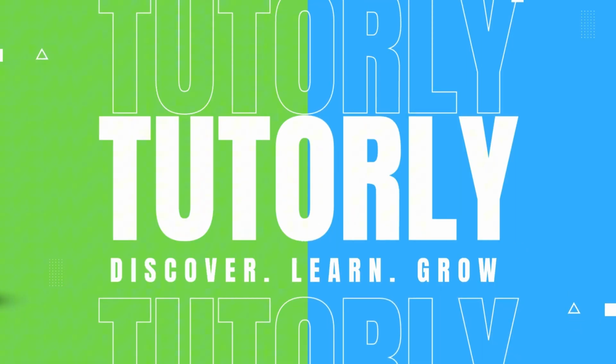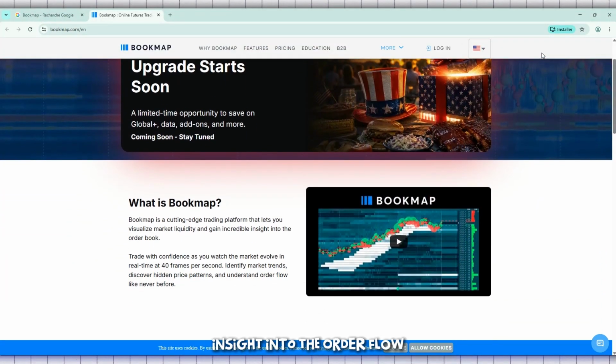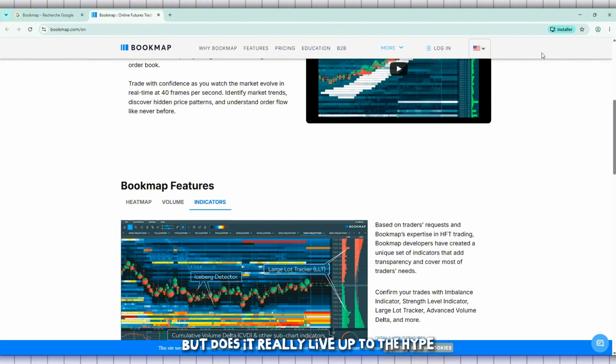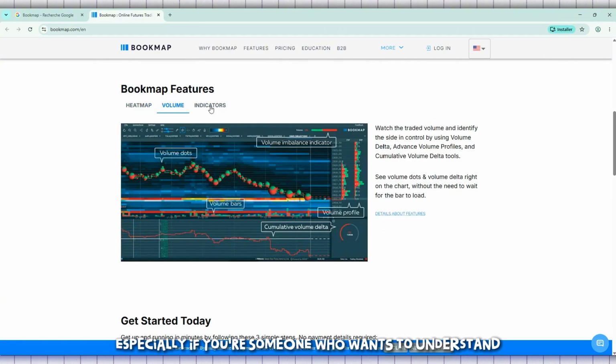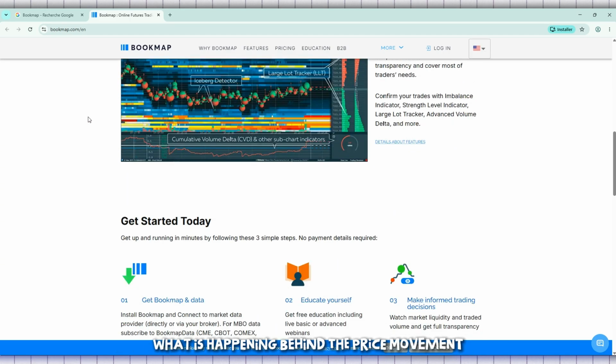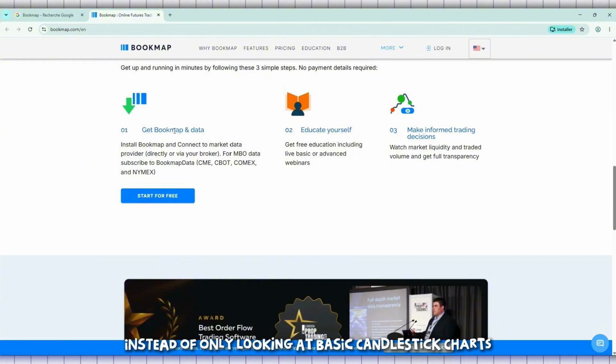So Bookmap is a trading platform that aims to give users a deeper insight into the order flow. But does it really live up to the hype? Let's dive in and see if it's worth your time and investment, especially if you're someone who wants to understand what is happening behind the price movement, instead of only looking at basic candlestick charts.